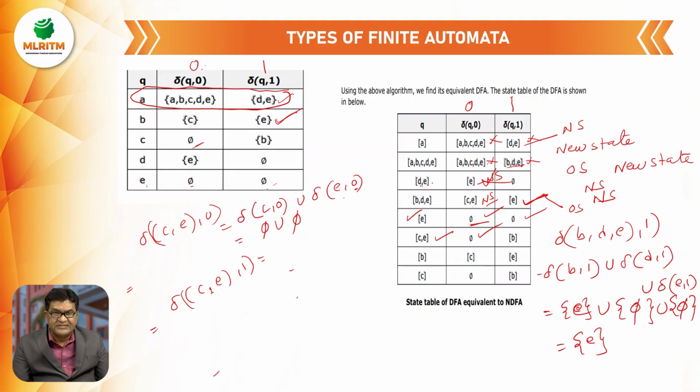Next, the current state is C comma E with the current input 1. How to determine the next state? The same process we are going to apply: delta C comma 1 union delta E comma 1. Now, delta C comma 1, the transition function. Current state is C, current input is 1. Yes, we determine B.